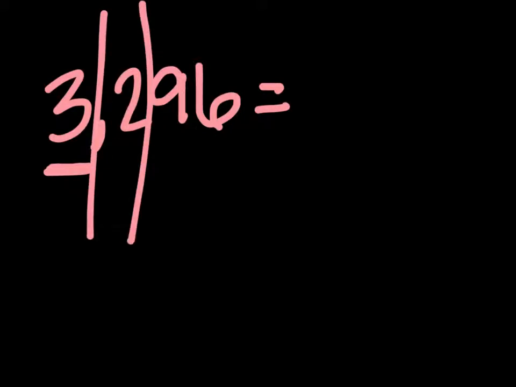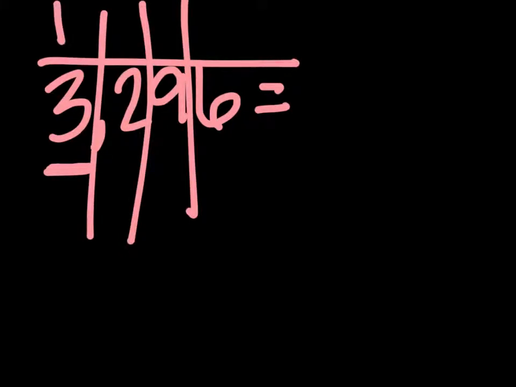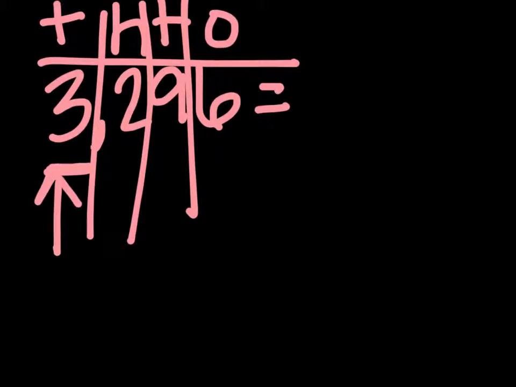Let's do a few examples together. Let's say I have the number 3,296. I want to know what place that 3 is in. If you think about your places, we have thousands, hundreds, tens, and ones. The place that number sits in is the thousands place.